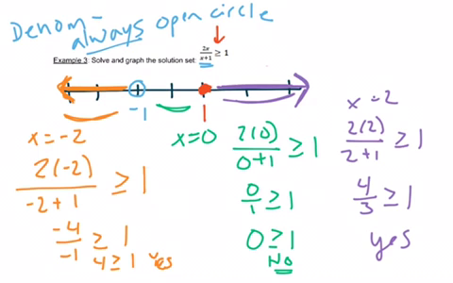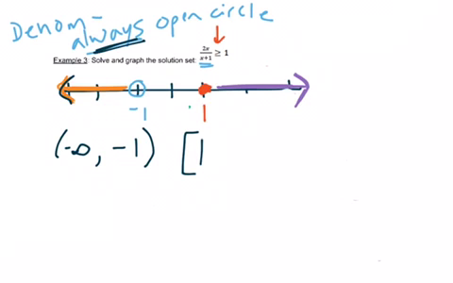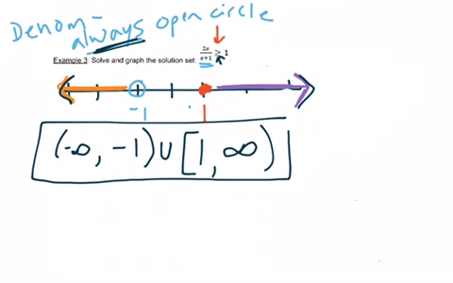So now let me get this cleaned up and we'll look at how we write our interval notation. So as always, we read the graph from left to right. So first I get a negative infinity because of the negative arrow, and then negative 1. Now negative 1 is not included because denominators always have this open circle. And then I start at 1, and 1 is included because of the equal sign here, so it's a bracket, and then it goes on forever, which is infinity. Put a union symbol between them, and there's our answer.